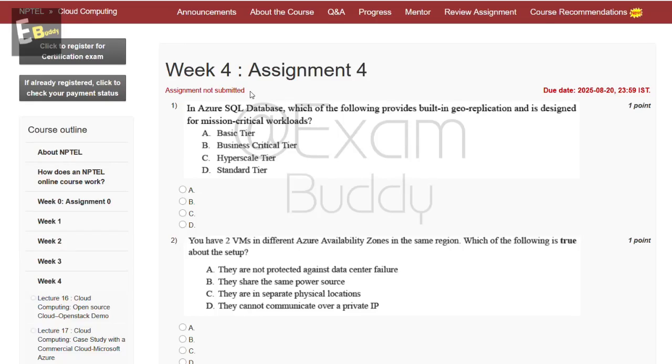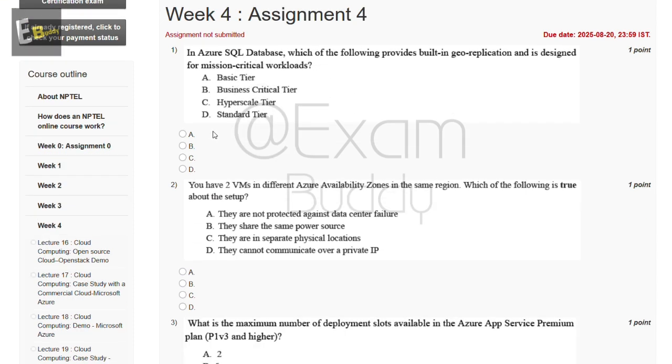Now let's do our assignment, Cloud Computing Week 4 assignment 4. So the first question is: in Azure SQL Database, which of the following provides built-in geo-replication and is designed for mission-critical workloads? So these are the options: Basic tier, Business Critical tier, Hyperscale tier, Standard tier. So the answer to our first question is B, Business Critical tier.